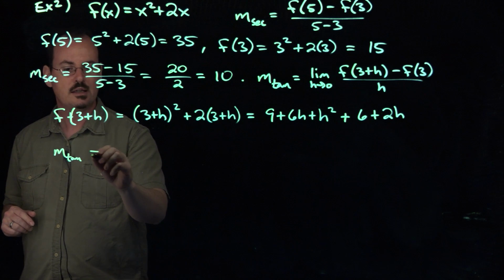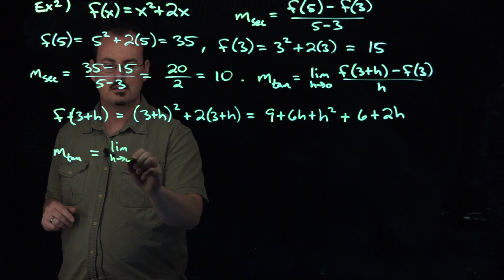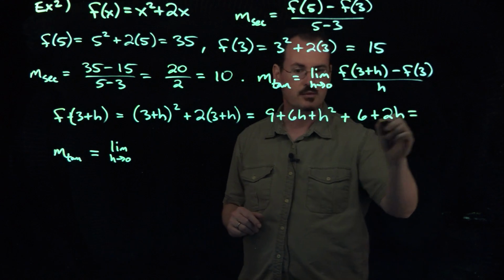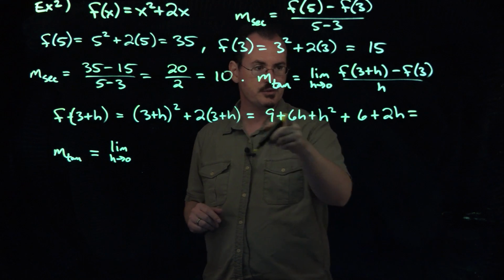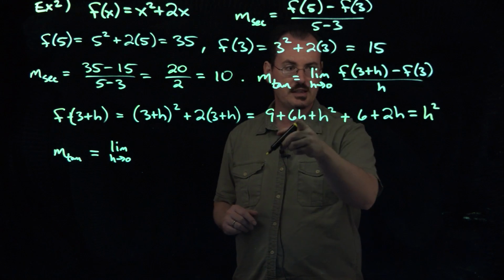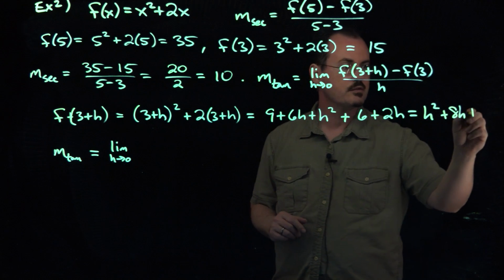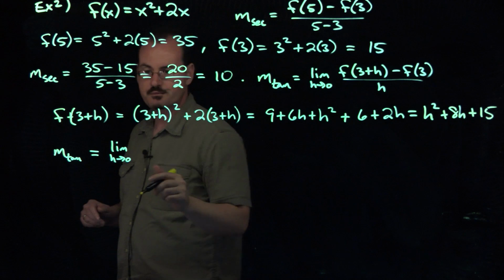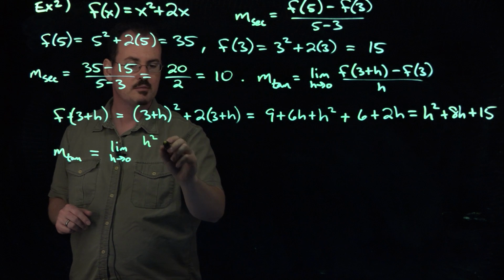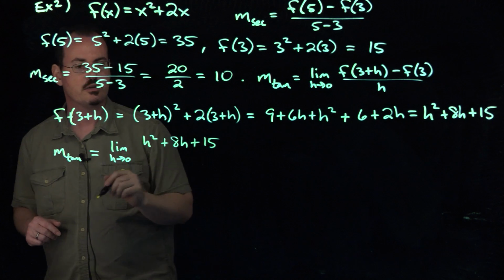So if we put these things together, we'll get the slope of the tangent line when x is equal to 3. It's going to be the limit as h approaches 0 of f of 3 plus h. Actually, let's go ahead and just simplify this a little further. We got a couple like terms here. I'll write the h squared term first. We get 6h plus 2h, that's 8h. And then we have our constants, 9 and 6 is 15. Okay, so f of 3 plus h is h squared plus 8h plus 15.